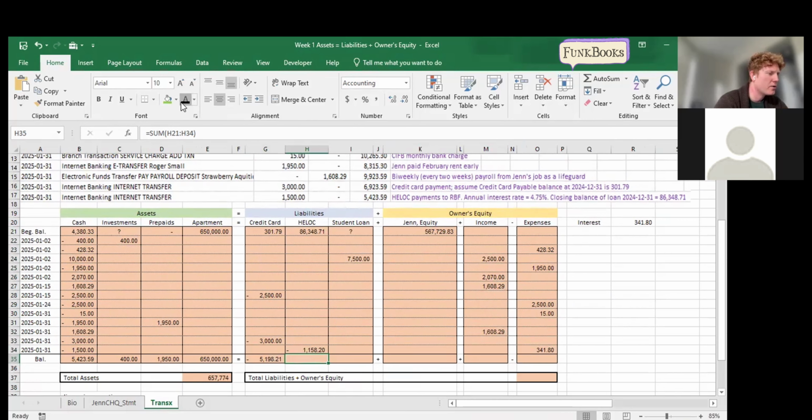The HELOC, so the loan itself is decreased slightly. And the student loan is, say, at least 7,500, depending on if there was any beginning balance, which we're not too sure about. That is okay. Equity can stay the same here.